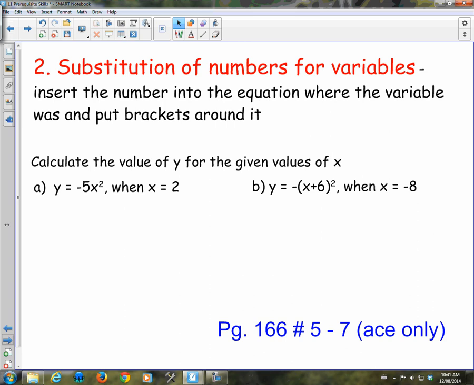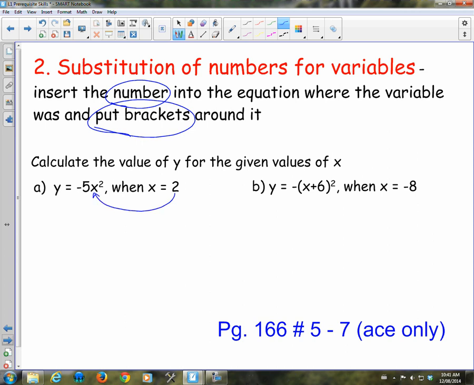Our second review topic is substituting numbers, which you've already been doing a little bit in Unit 1. We just didn't call it that. Substituting numbers for variables happens when we put a number in where a variable was. Whenever you put a number in, make sure you put brackets around it. So if I look at my first example, y equals negative 5x squared, I want to put 2 instead of x. So when I put 2 instead of x, I put brackets around the 2, and everything else about the equation stays the same. I have negative 5, and I have the squared.